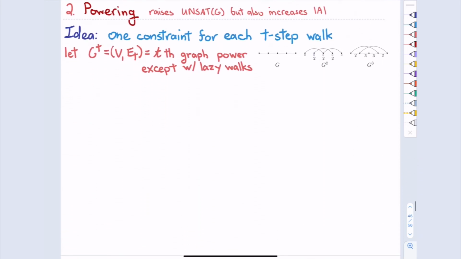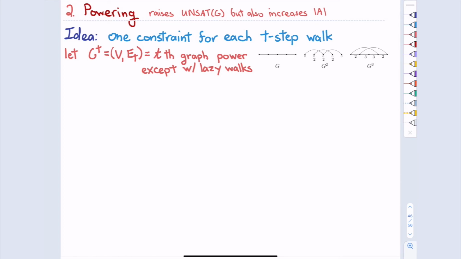It gets a little more complicated because we do want to generate all the walks, but then we have to figure out the corresponding constraints. Last time we ended up generating a two-ary, the arity went up, right? So there will be more technicalities to address because we have to figure out the corresponding constraints. I'll give you guys a chance to guess that too. Okay, so I'm going to let GT be the graph, the tth graph power.